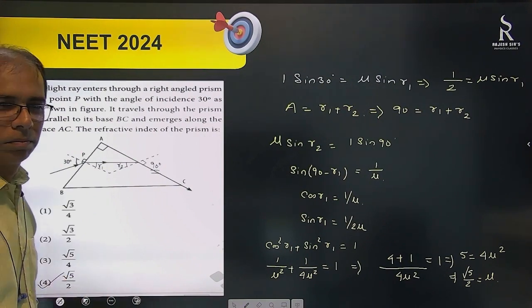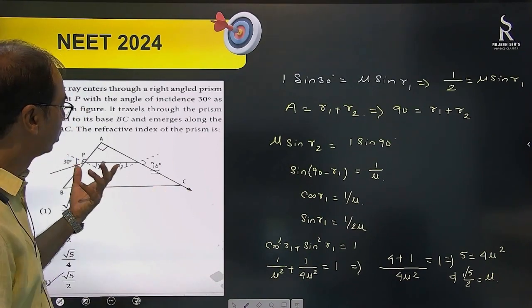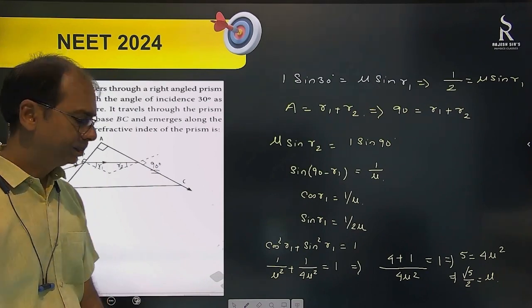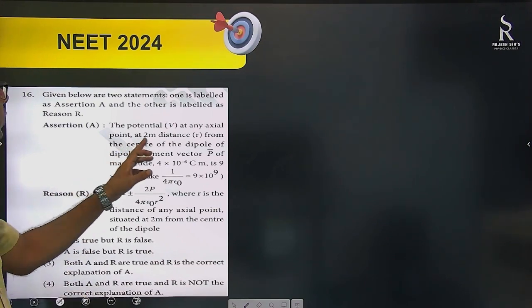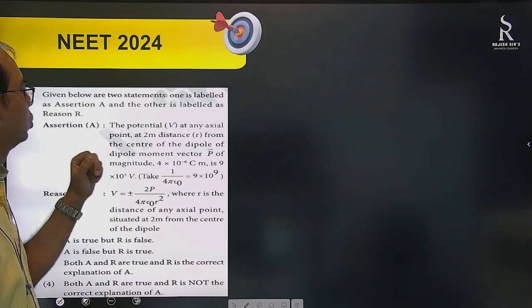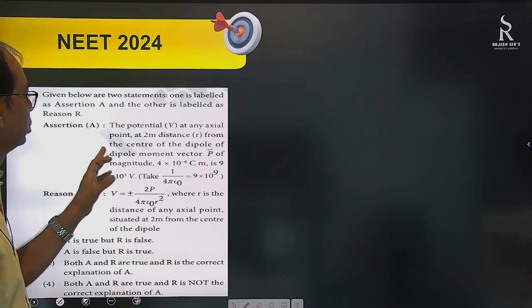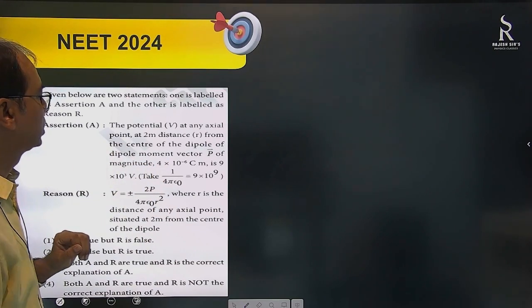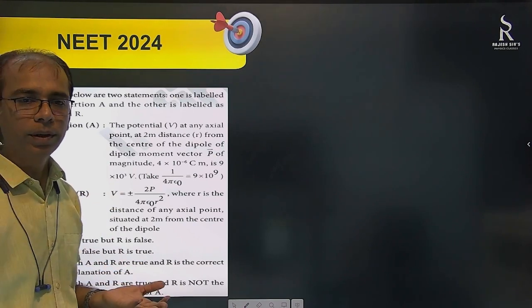So how was this? Lengthy and slightly tougher, we can say, because you have to conclude a lot of things in that. Okay. Then question number 16. Given below are two statements. One is labeled as assertion and the other is labeled as reason. Assertion A: The potential V at any axial point at 2 meter distance r from the center of the dipole moment vector P of magnitude 4 into 10 to the power minus 6 coulomb meter is 9 into 10 to the power 3 volt. We have to calculate.